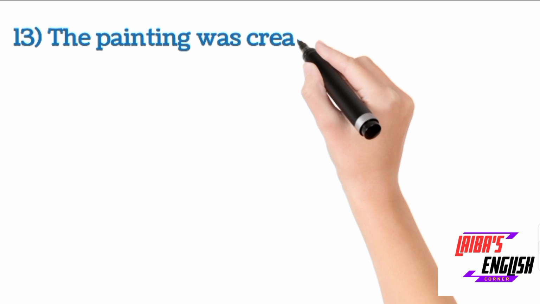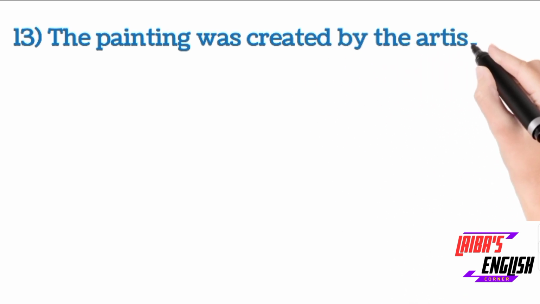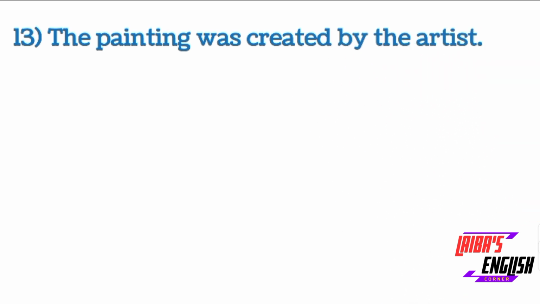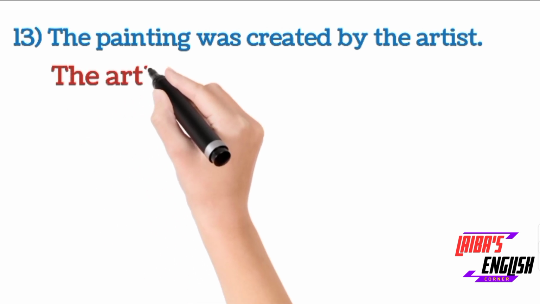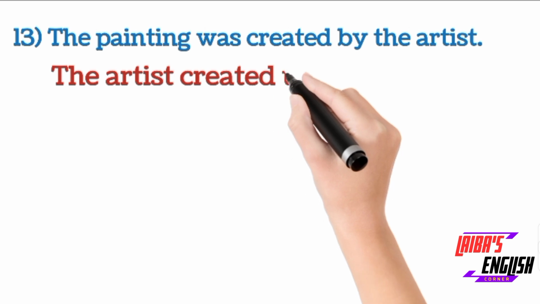13th example is, the painting was created by the artist. Remove was, remove by. The artist will come in the place of subject. So the artist created the painting.